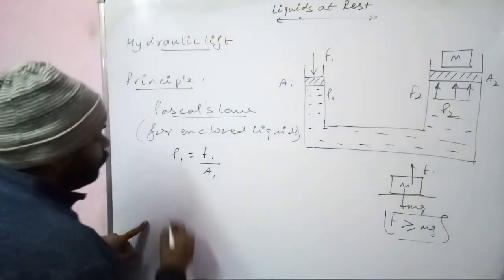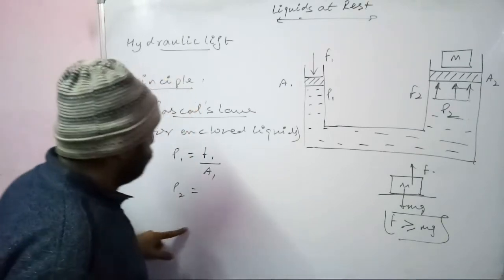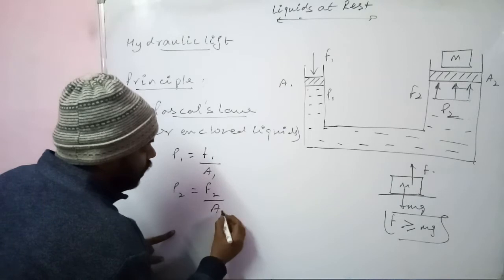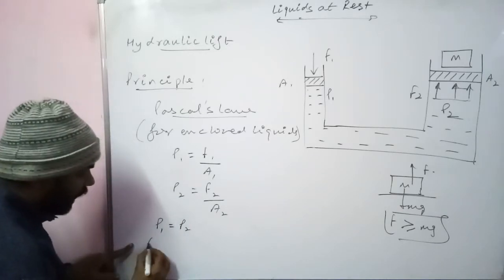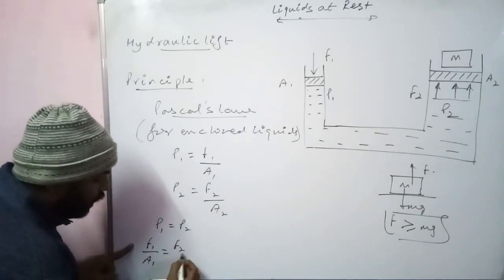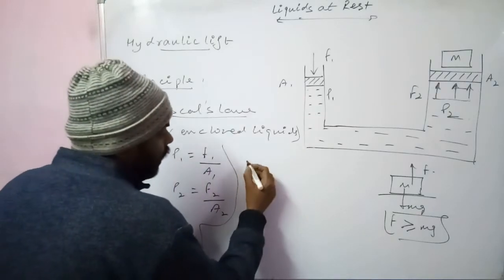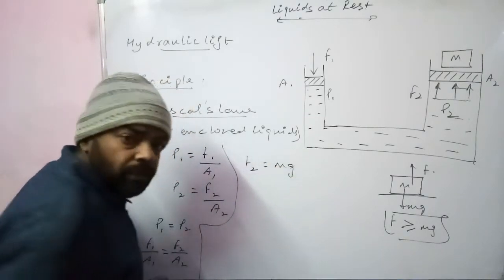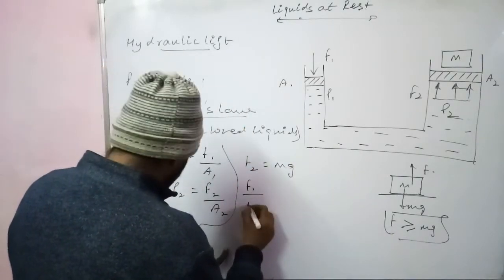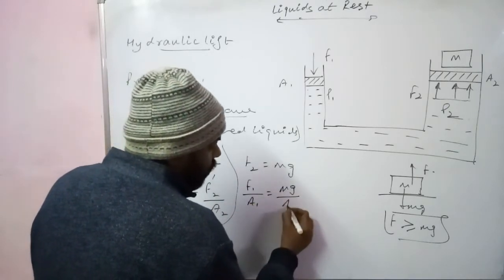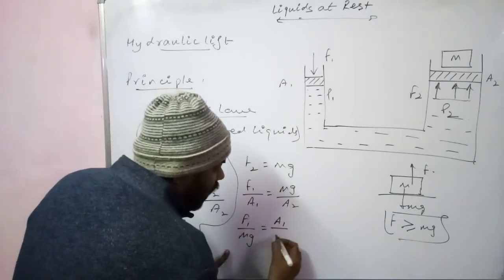Okay, now say P2 is the pressure exerted by the liquid on the piston whose area of cross section is A2. So this pressure is written as F2 divided by A2. Now since, according to Pascal's law, P1 is equal to P2, we can say F1 divided by A1 is equal to F2 divided by A2. Got it, friends? Now we can say F2 is, suppose, mg, the minimum required force to lift the block. So F1 divided by A1 is mg divided by A2. We can say F1 divided by mg is A1 divided by A2.